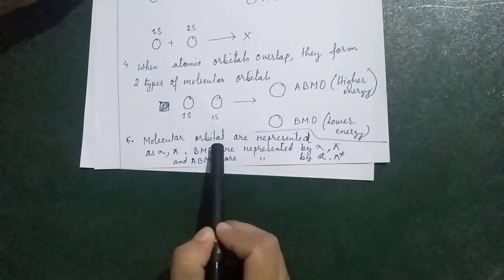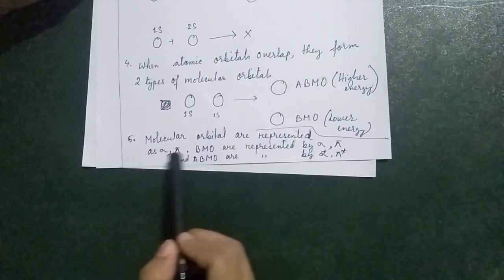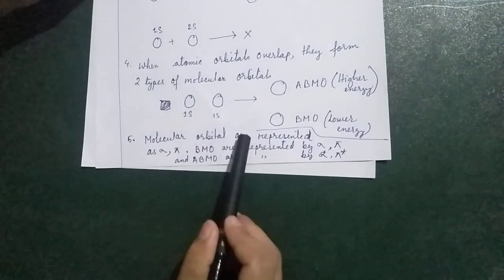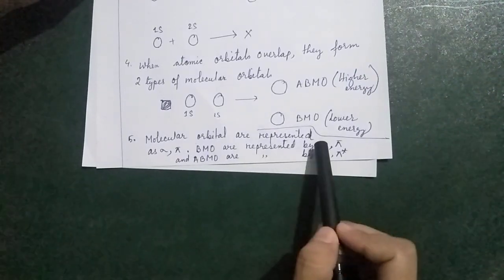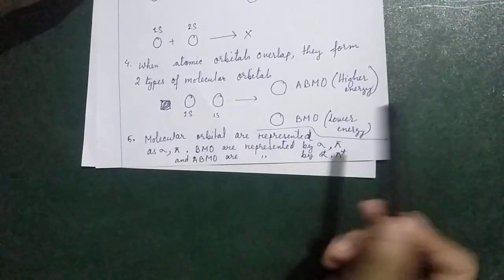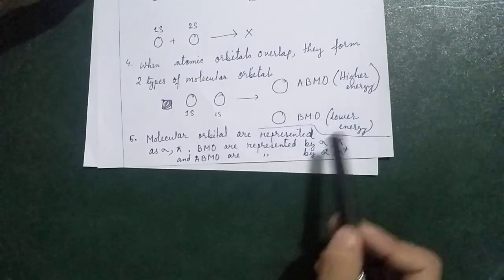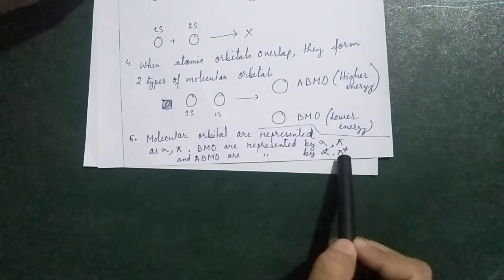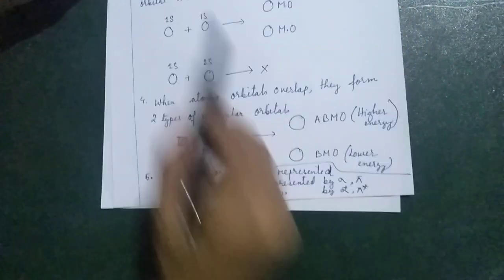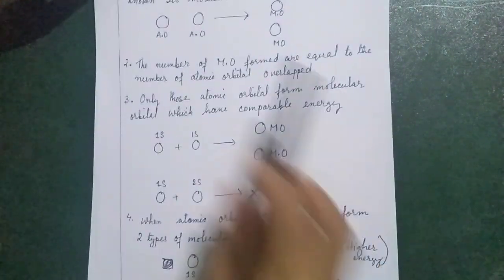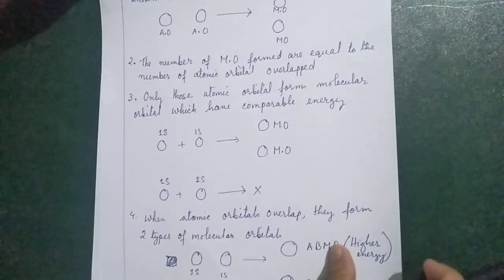Then molecular orbitals are represented by sigma and pi. Whenever we represent bonding orbitals, there will be only sigma or pi, but when we represent anti-bonding orbitals, we put a star: sigma star, pi star. So these are the postulates of molecular orbital theory. By following this theory, we are going to write the molecular electronic configuration.